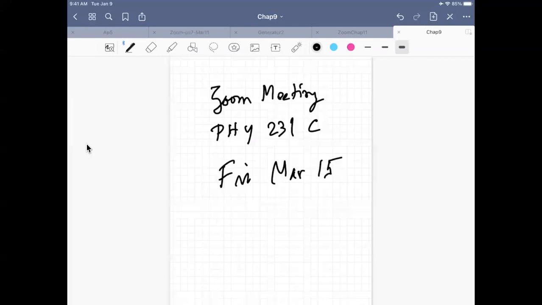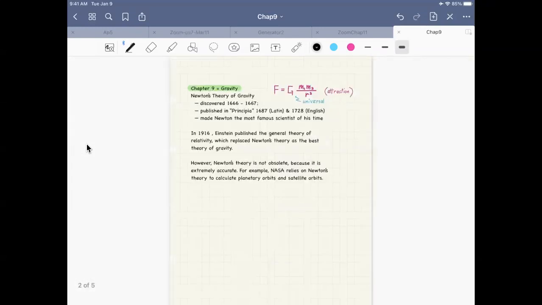Now, the next subject is gravity. That's chapter 9 in the textbook. So you should be reading chapter 9. It's an important chapter because it's a very basic example of the concepts we've been studying.